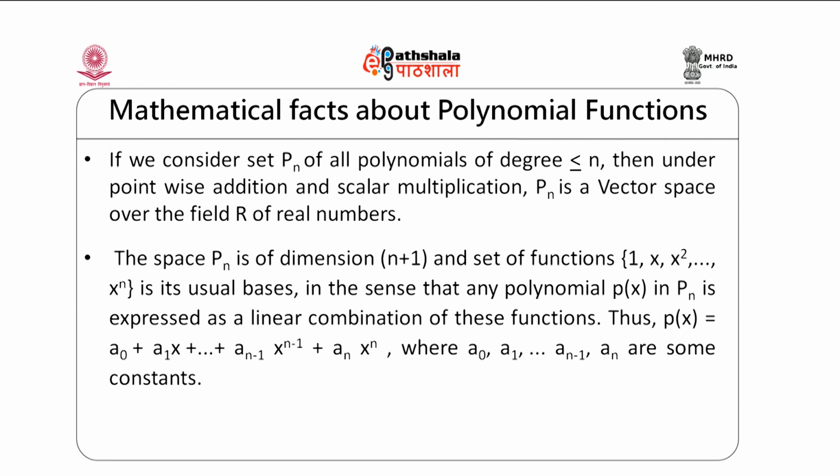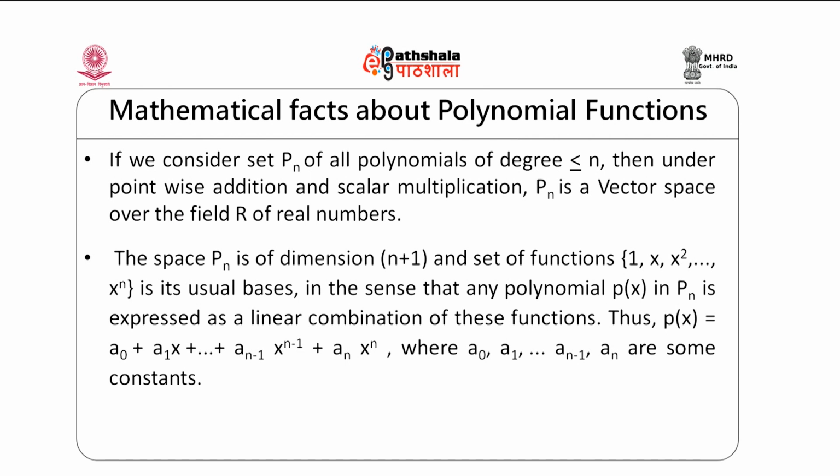So, that is again a polynomial function, and this P n under these two operations forms a vector space. Now, as you know, every vector space will have some kind of dimension, that is the number of elements in its basis if it is finite dimensional. So, the space P n is of dimension n plus 1, and the set of functions, for example, 1, x, x square up to x raised to n.